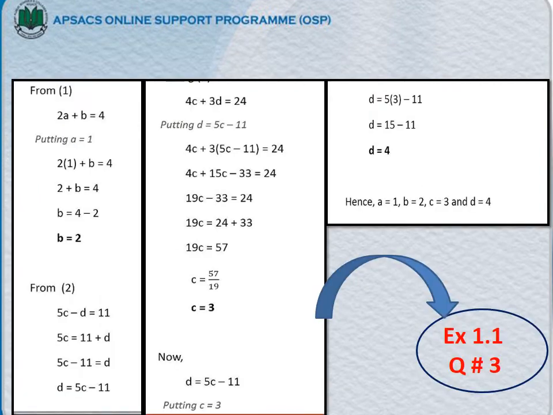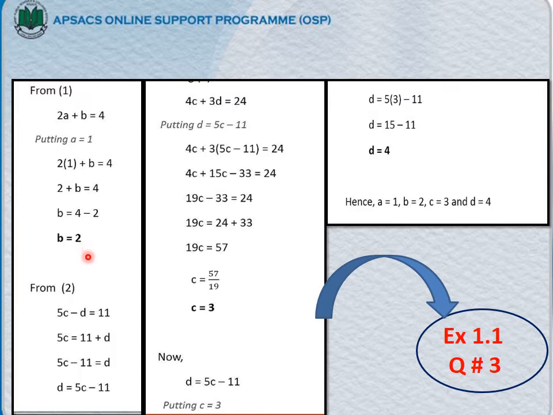Now putting the value of a in equation 1 we will get the value of b. How? This is equation 1. Put the value of a, which is a is equals to 1, and 2 multiplied by 1 plus b is equals to 4, and after solving we will get the value of b.